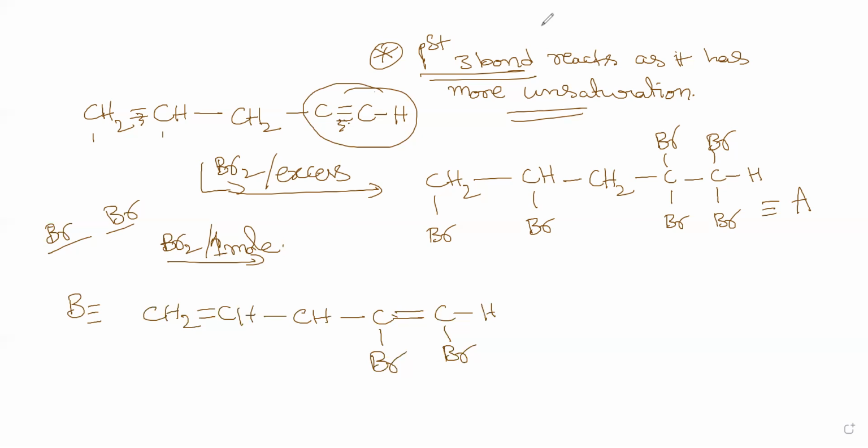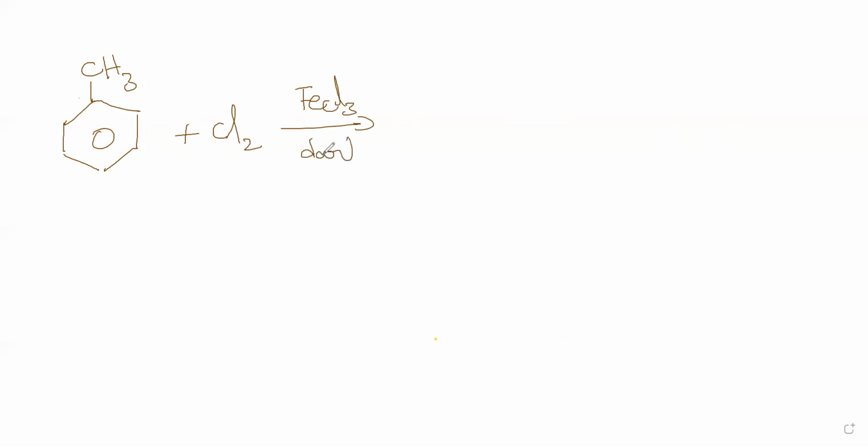Now, next question. Write the products for the reaction. Question number 3. They said toluene on treatment with Cl2, FeCl3, dark. So the chlorine will be added in the ortho as well as para positions simply. So here chlorine is added in the ortho and para positions.